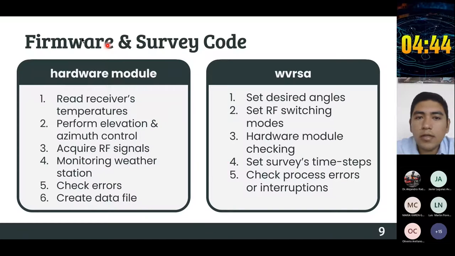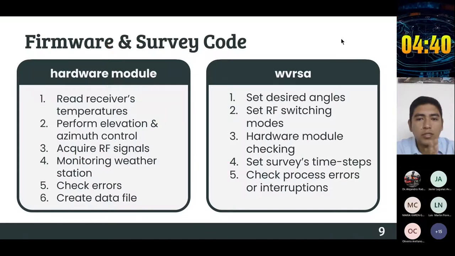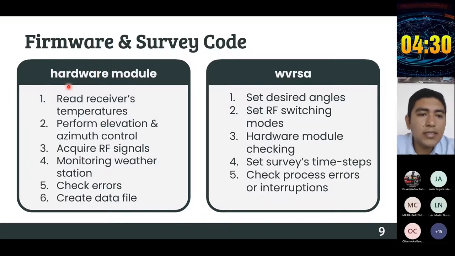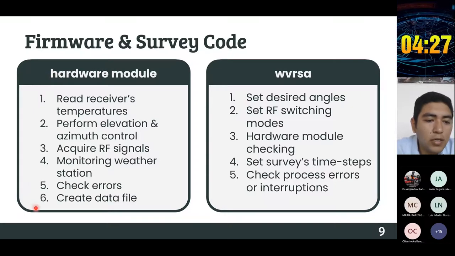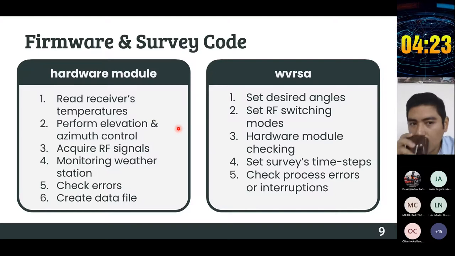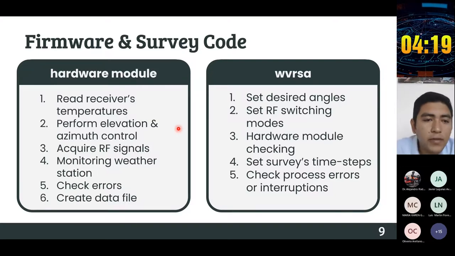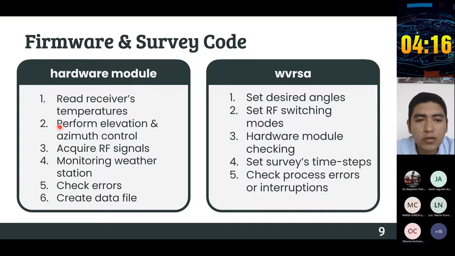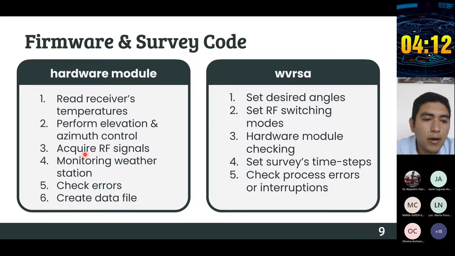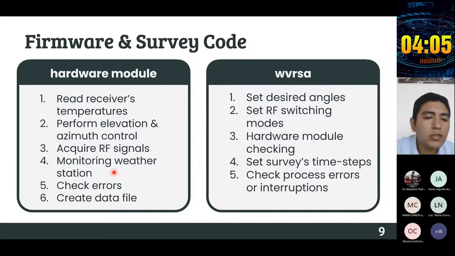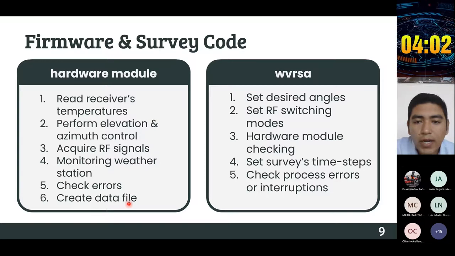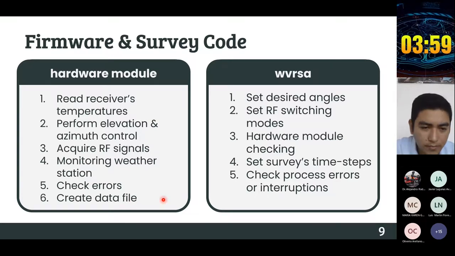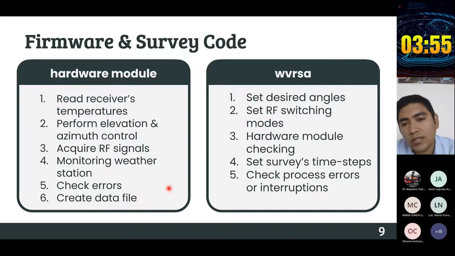So then we have the firmware, which consists of two different codes. These codes are implemented in Python 3.5. The hardware module is basically the firmware code that communicates with all the hardware in the system. This code first reads the receiver's temperature and is in charge of performing the elevation and azimuth control. It also acquires the RF signals, monitors the weather station, checks for errors in each hardware, and creates a data file that stores all the data from each sensor.